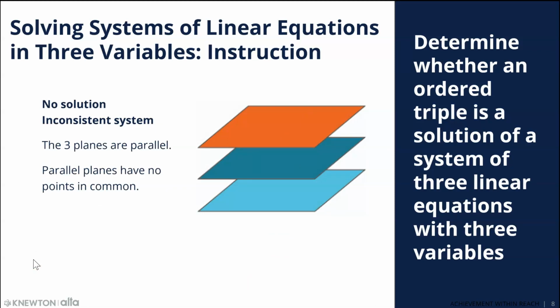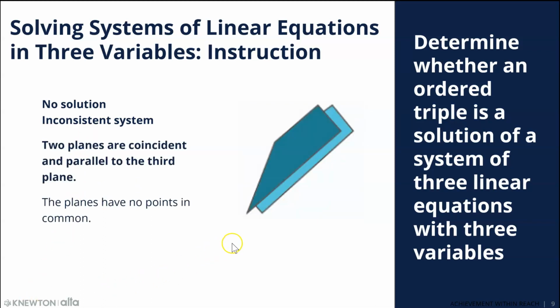Now the second case is when all three planes do not intersect. If they do not intersect each other, that means all three planes are parallel. They have no points in common, and we call this system an inconsistent system. And in this case, there is no solution to the system of linear equations in three variables.